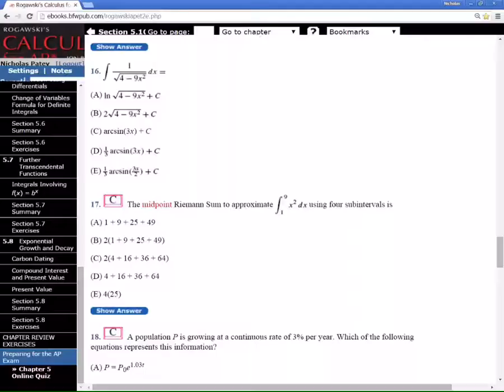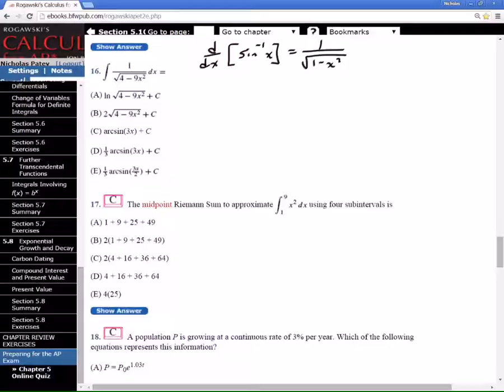Okay, we're going to do 16 right here. Once you recognize which inverse function you're looking for, write it down. I'm going to write it down where if we took the derivative of sine inverse of sine, we would get 1 over the square root of 1 minus x squared.